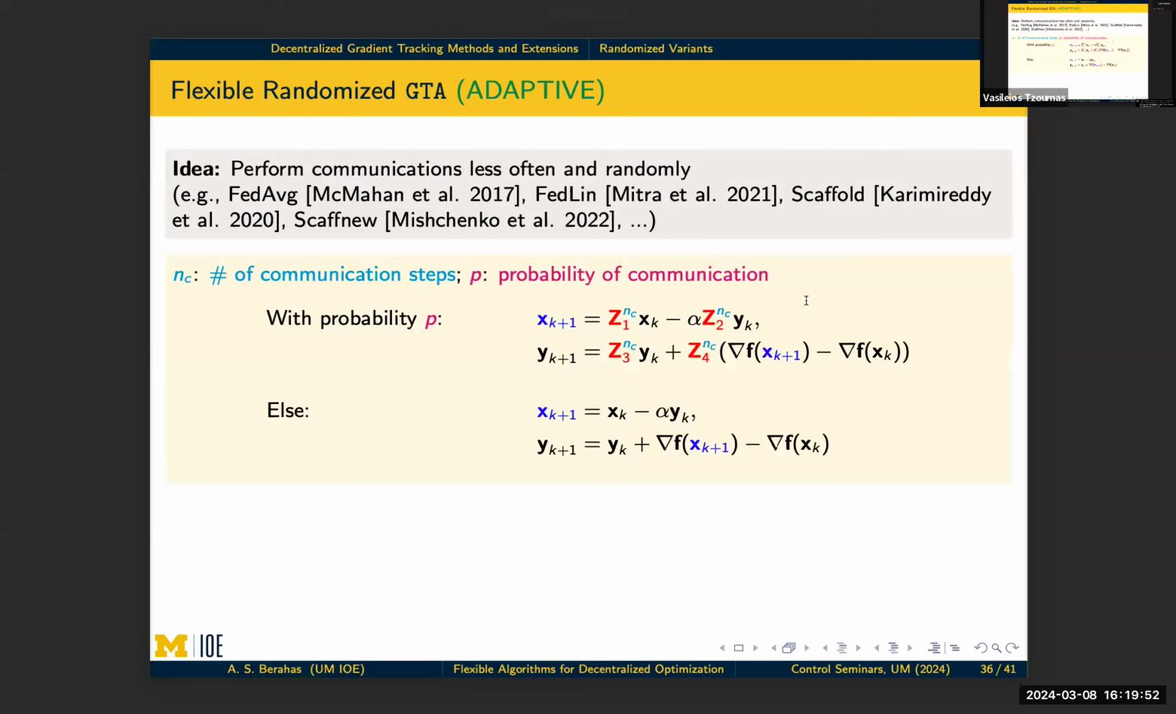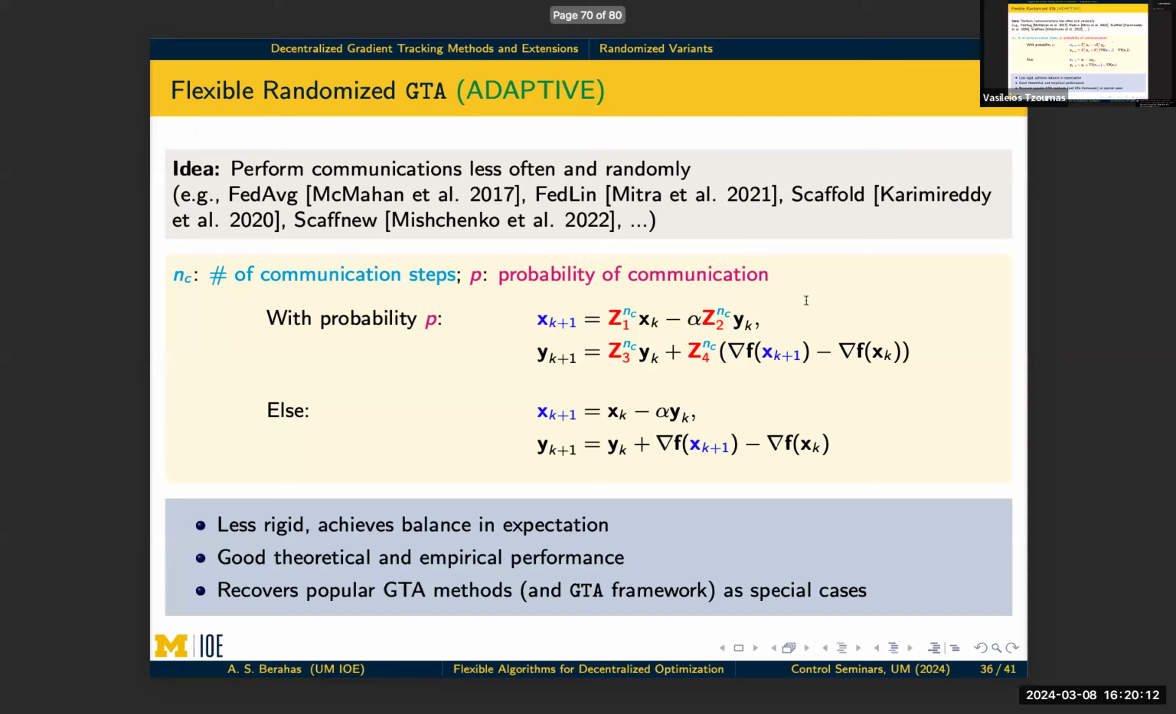So another thing that we did, and I put adaptive now, so it's the third thing that I promised, was to say, well, we want to do these two steps, but we really like to be like the cool federated learning kids, and we want to do these probabilities. So with probability P, we're going to do communications. With probability 1 minus P, we're just going to compute. And this is exactly what they do in federated learning. And so what ends up happening here is that the method is less rigid and achieves a balance only in expectation now. So the results are not deterministic, it becomes a bit harder. We have good theory and empirical performance, so we still get linear convergence in expectation now. And again, this framework also recovers popular gradient tracking.